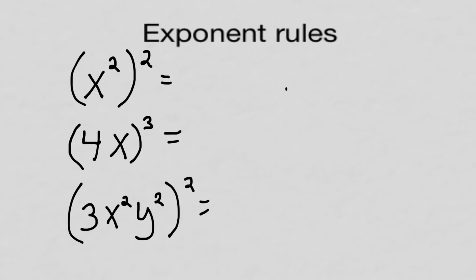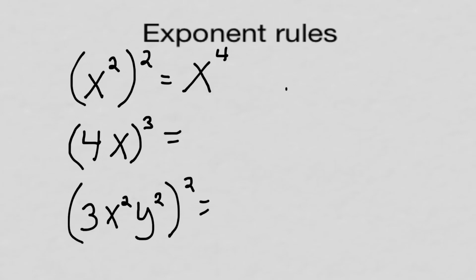Applying these rules, I'm going to work a few problems here real quick. First one, I've got x squared squared. The square is on the outside of the parentheses, so all I do is multiply the 2 times the 2, and that gives me x to the 4th.